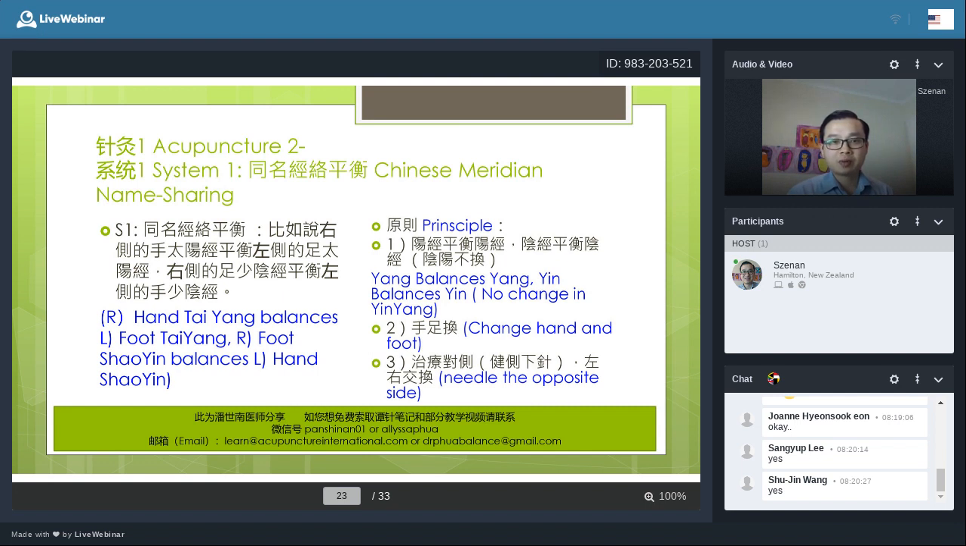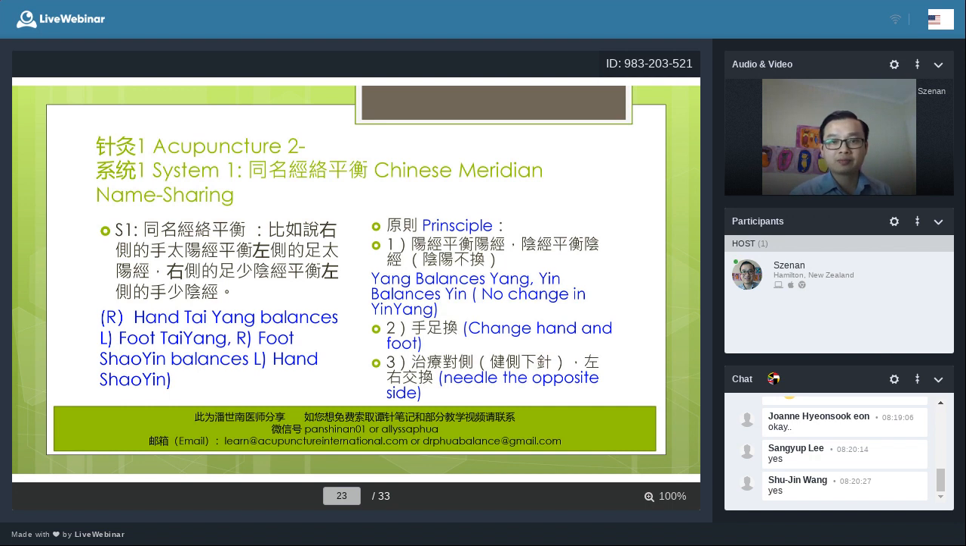Second principle: hand to treat foot, foot to treat hand. What does it mean? In 黄帝内经, it said that when the problem is in the top, you treat the bottom. When the problem is the bottom, you treat the top. So hands on the top, legs on the bottom. Top and bottom, you know, hand meridian, foot meridian. Does that make sense?